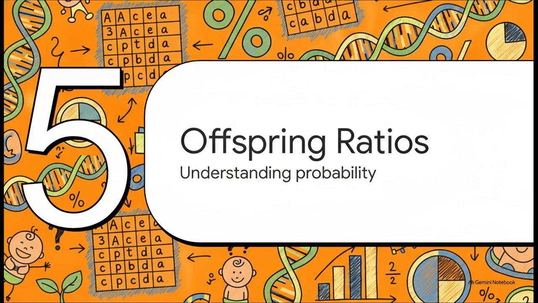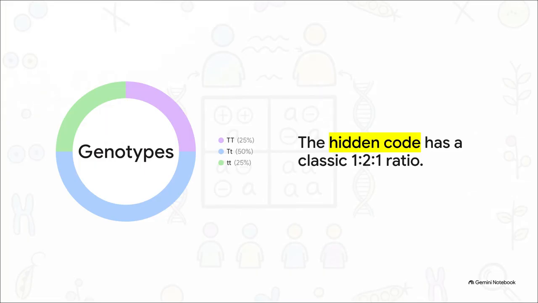Section 5, Predicting Offspring Ratios. Let's talk probability. So what do these four little boxes actually mean in terms of probability for the next generation? Well, let's look at the genetic ratio first. Out of our four boxes, one box gave us a homozygous dominant TT genotype. Two boxes gave us heterozygous Tt genotypes, and one box gave us a homozygous recessive tt genotype. This gives us a classic 1:2:1 genotypic ratio.